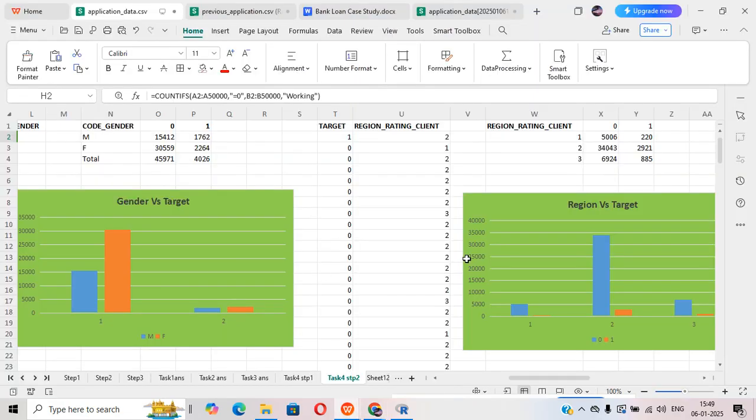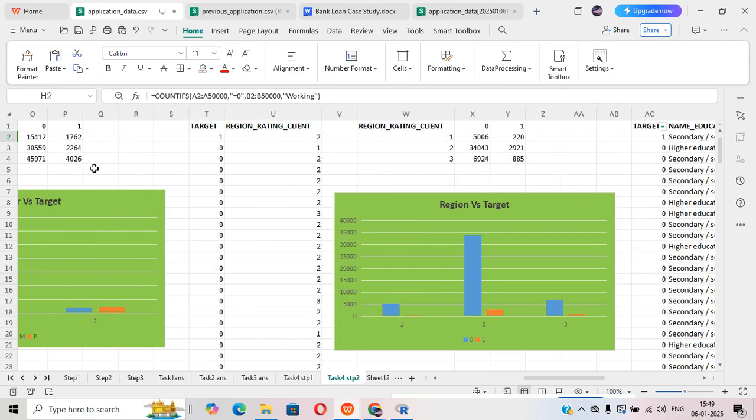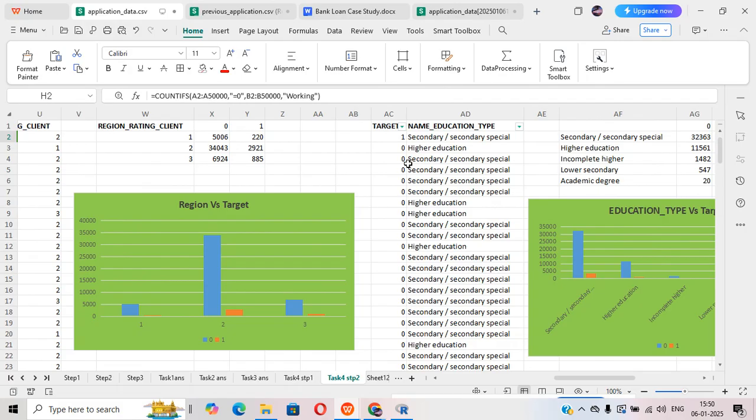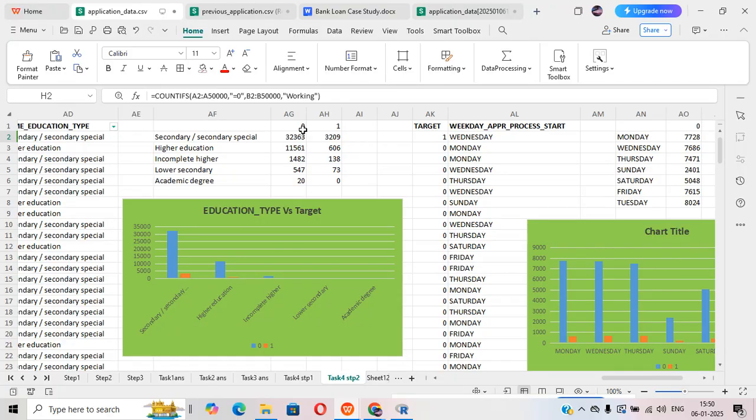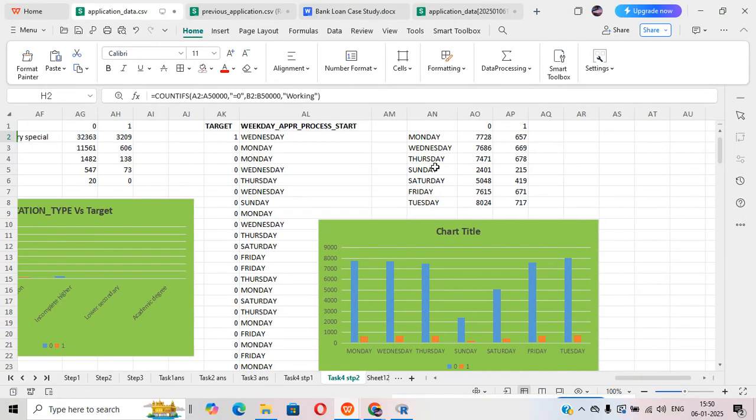This is the bivariate analysis I have done for this. The same way I have calculated for region rating client and name education type. Taken two analysis targets 0 and 1 for the MQ and counted the values for that, column chart I have used for that. I have counted using the COUNTIFS function and given the conditions.